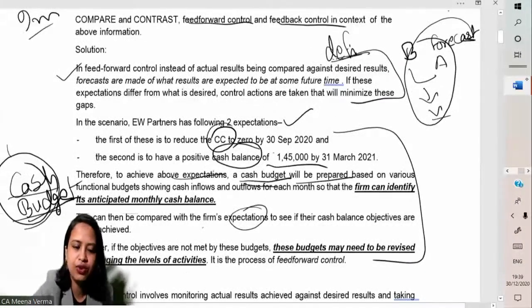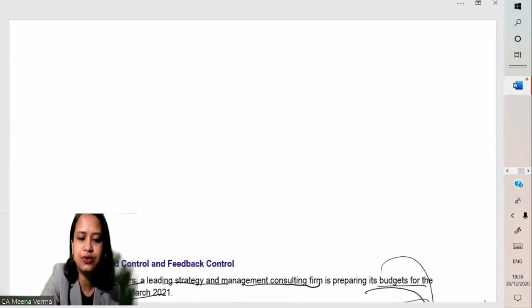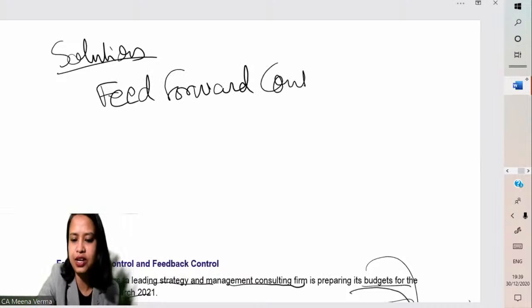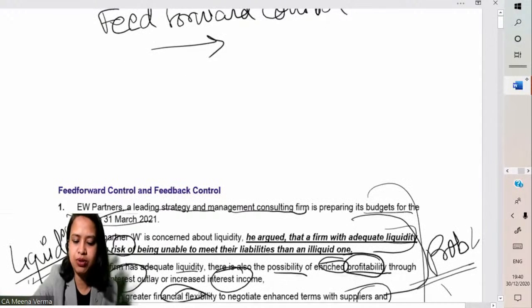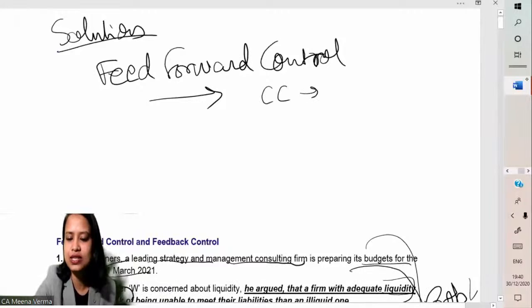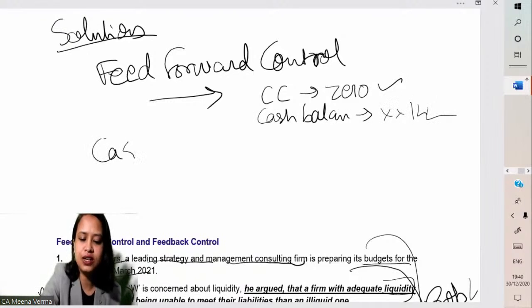This will all come under feed forward control. What you can write in feed forward control, how to write the answer in the solution: first, write what feed forward control is. Write the definition. Then see the entire problem. For this problem you have the solution: you want the cash credit to be zero, and you want to create a cash balance of 1,40,000 something. For that, you need to consider a cash budget.